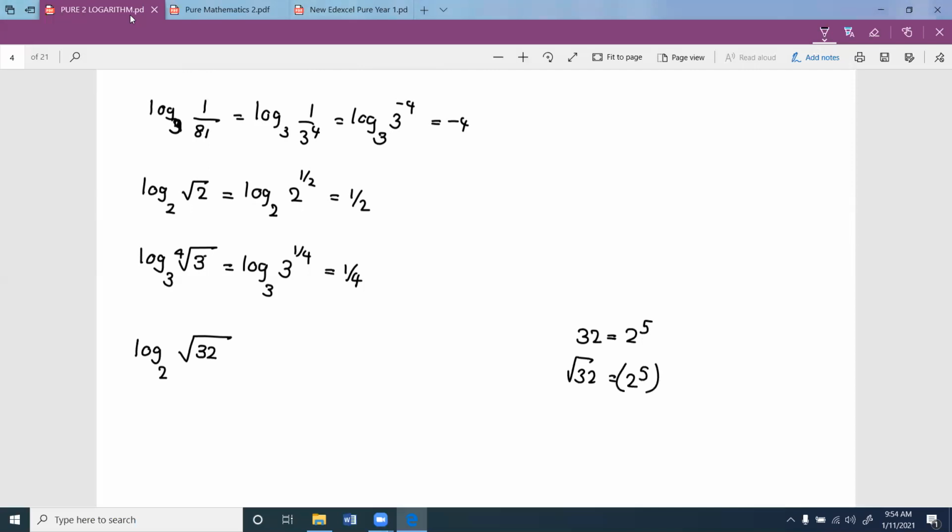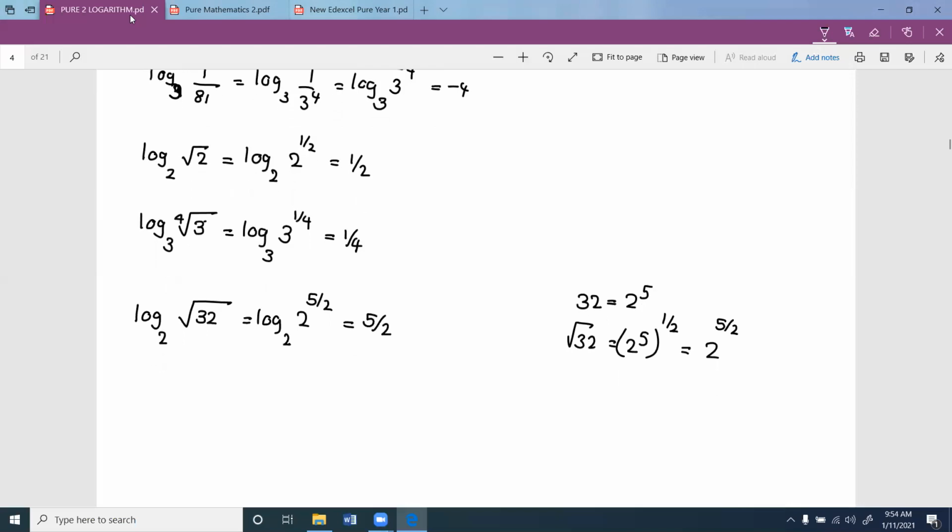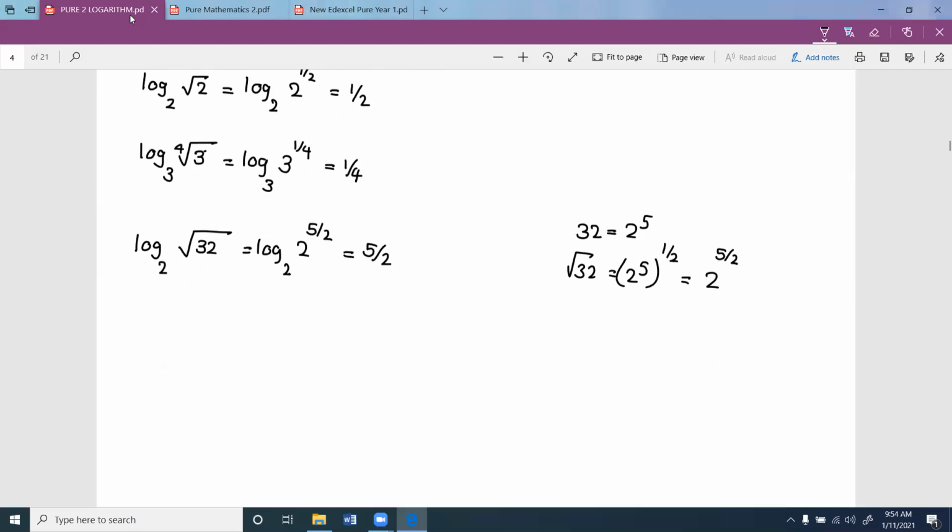Then square root of 32 is 2 to the power 5, and square root is power half. From the power of a power rule, you can write this as 2 to the power 5 over 2. So this is log 2, 2 to the power 5 over 2. So what would be the answer then? Answer is 5 over 2. That's a way of getting this answer. Okay, let's go a little bit further. Right, I'll do another similar question.